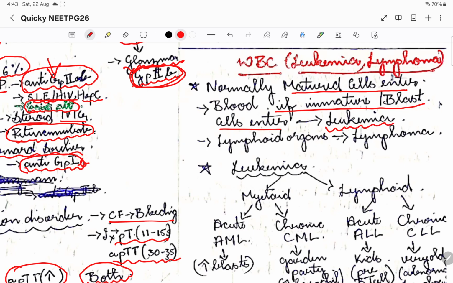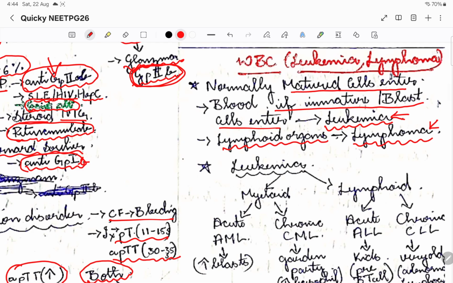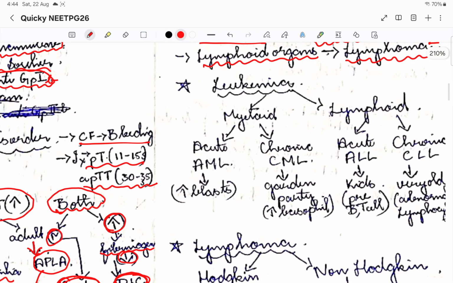Now, in blood, if the immature or blast cells enter, that is when we see leukemia. So leukemia is when immature or blast cells enter the blood, whereas in lymphoid organs, if there are immature and blast cells, that is when we say it is lymphoma. If it is in the blood, it is going to be leukemia, whereas if it is in the lymph nodes, it is going to be lymphoma. Let us see what the types of leukemia are.